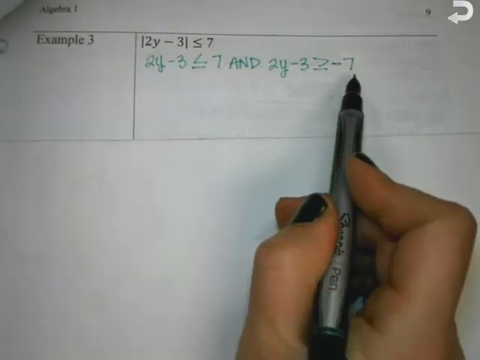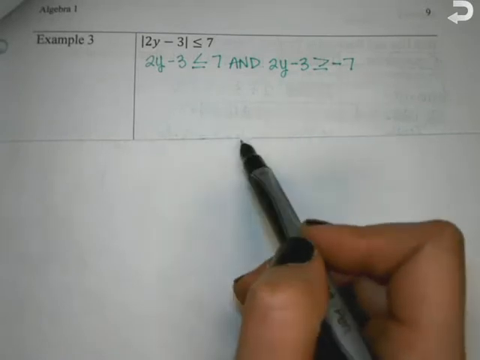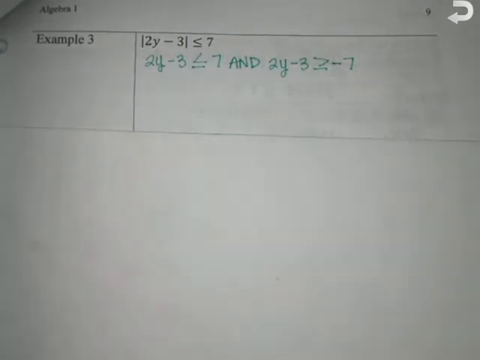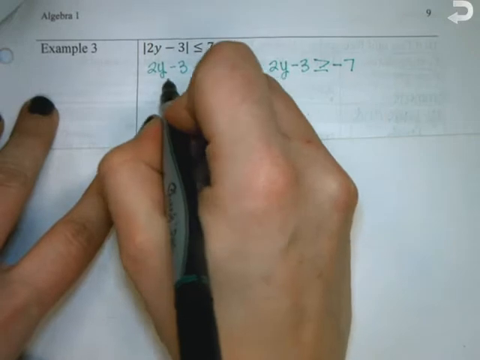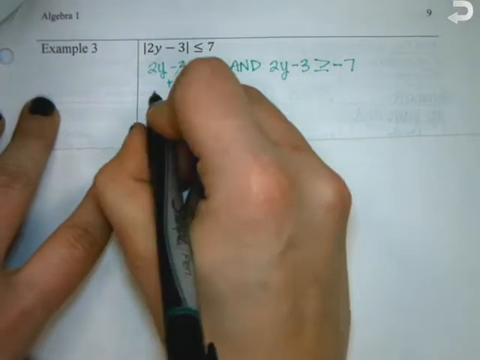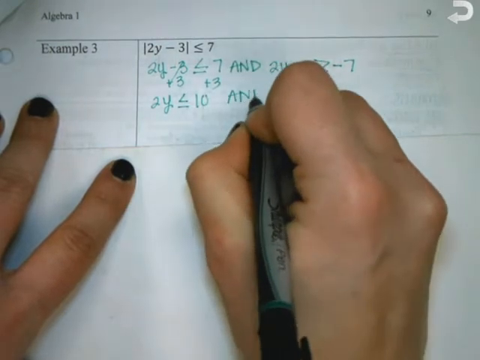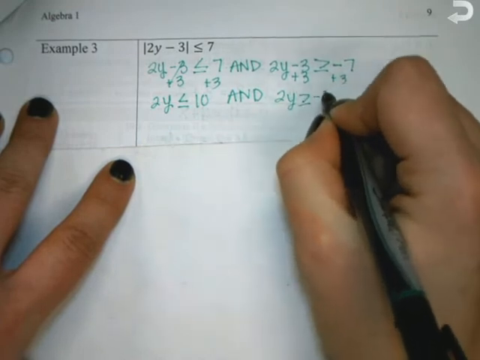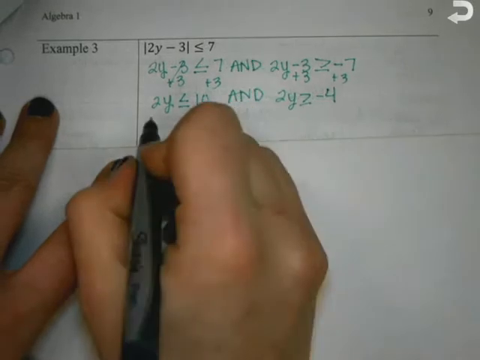How do I solve here? Add 3 to both sides. So 2y is less than or equal to 10, and 2y is greater than or equal to negative 4. Still not done, right? What else do I have to do? Divide by 2. Okay, so we get y less than or equal to 5 and y greater than or equal to negative 2.